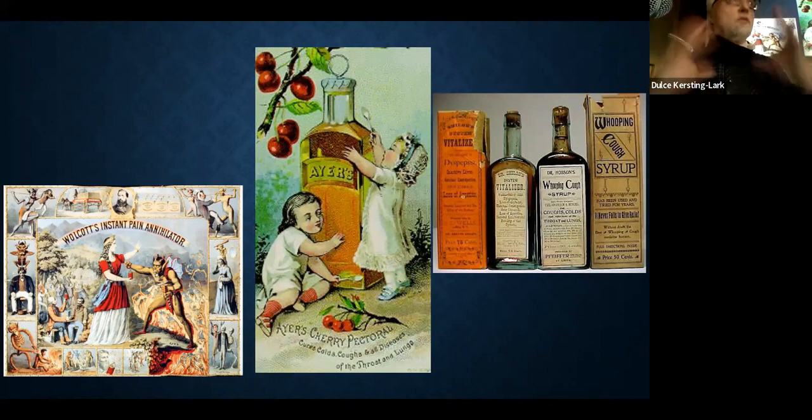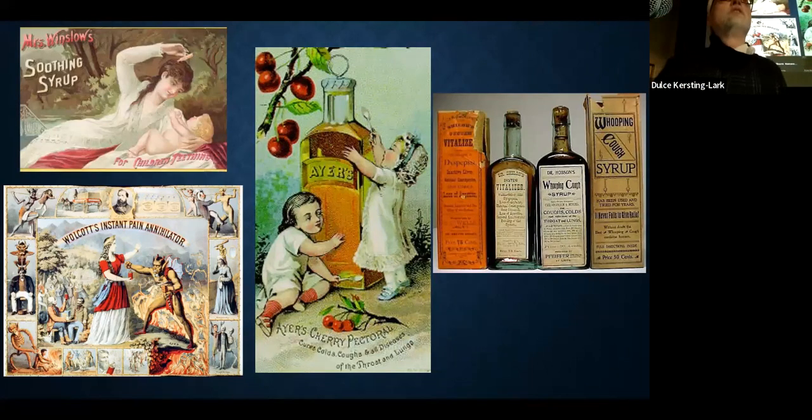And so doctors, some reformers are saying, hey, you know, there's a problem with all of this. This one is Mrs. Winslow's Soothing Syrup. These are opium drops. So if you have a teething baby, you just squirt a little opium tincture into their mouth, no more pain, no more crying baby.